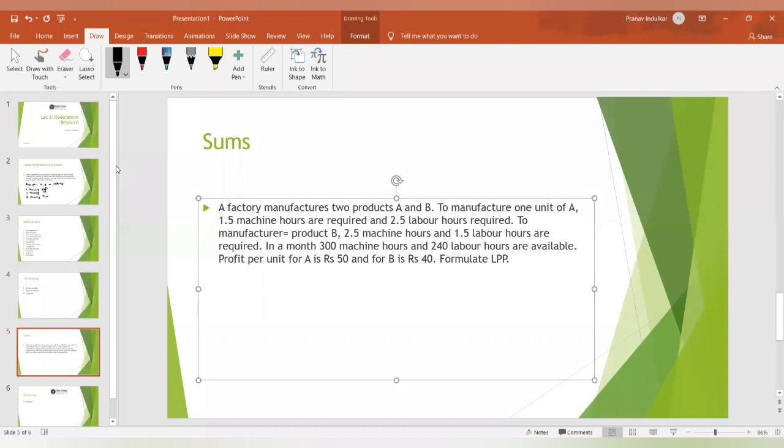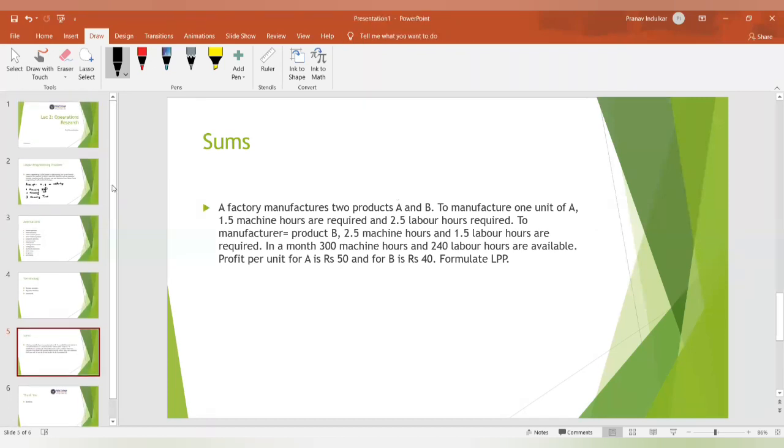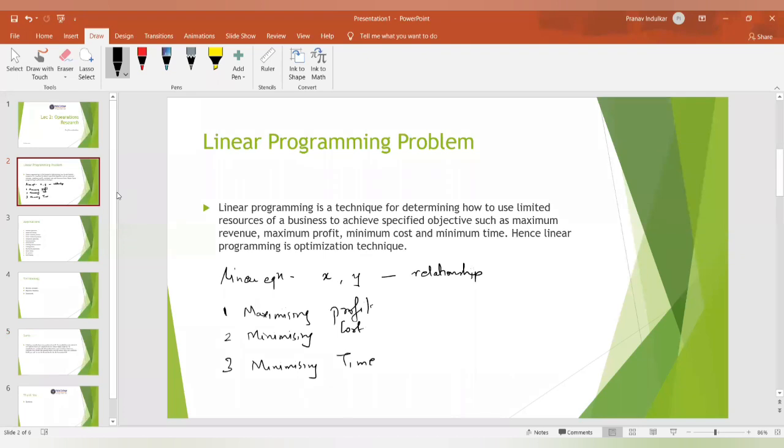Now why do I call it a maximum profit? There must be some reason for that. These are the rules which I had given. If you take a look at the slide, there are some rules to be followed.